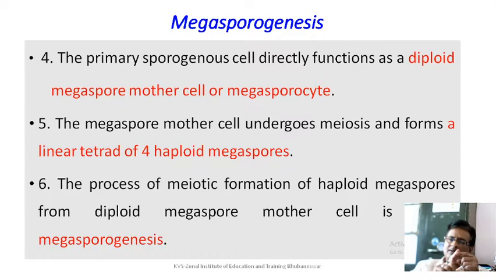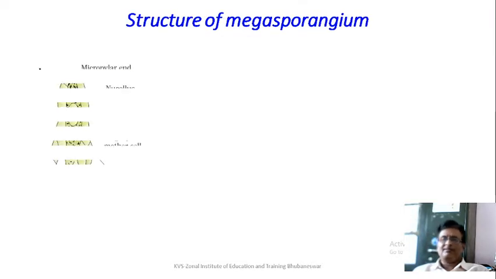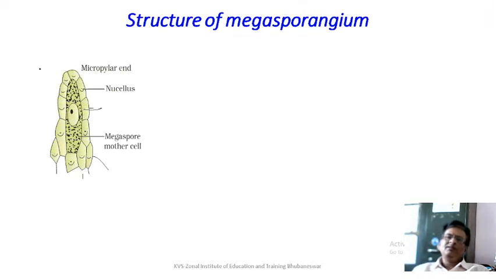The 8 cells that develop in the embryo sac develop from this particular cell. This megaspore mother cell undergoes meiosis and forms a chain of 4 cells, which you call the linear tetrad. And by the process of meiotic formation of haploid megaspore from diploid megaspore mother cell, this entire sequence of process is called megasporogenesis. Let us see the sequence of development.